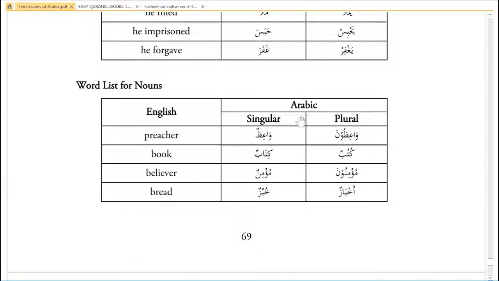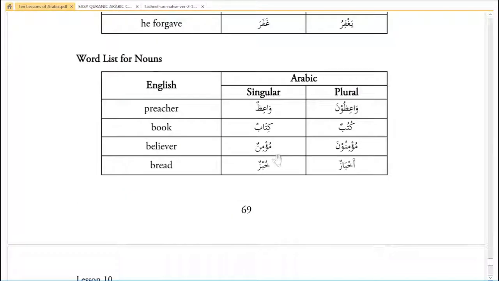Look at a few singular and plural, wahid and jama. So wa'izun is preacher. Wa'izuna is jama. Kitabun and kutubun. Kitabun, one book. Kutubun, more than two books. Mu'minun, mu'minuna. Khubzun, akhbazun. So one bread and more than two breads. See here, it's changed. Kutubun is jama, and wa'izuna, mu'minuna, muslimuna, kafiruna are all one wazan. So here, the wazan changed. Kitabun, kutubun, and akhbazun.